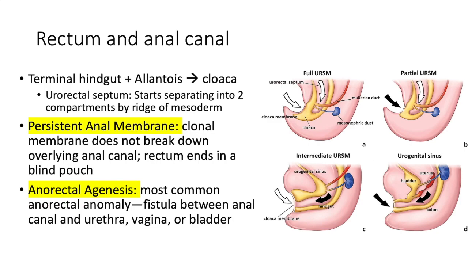Another thing is anorectal agenesis, which is the most common anomaly, which is a fistula between the anal canal and either the urethra, vagina, or bladder. So all of those feces are going to be leaking into the urethra, vagina, or bladder. So we're going to start having problems like bacterial vaginosis or UTIs, or all of that bacteria is getting into other organ systems that we do not want it to get into, because we just want to make sure that those are clean. Only urine is traveling through our bladder and urethra. So we don't want some infection getting in there.